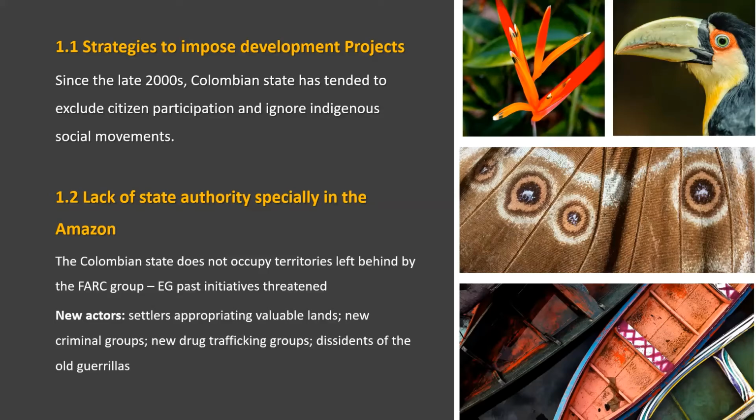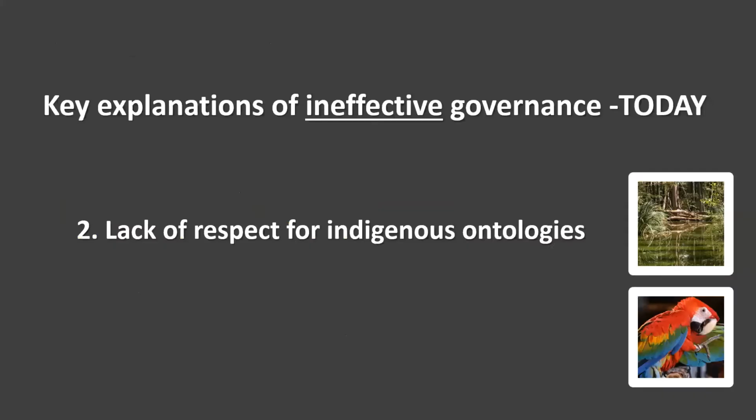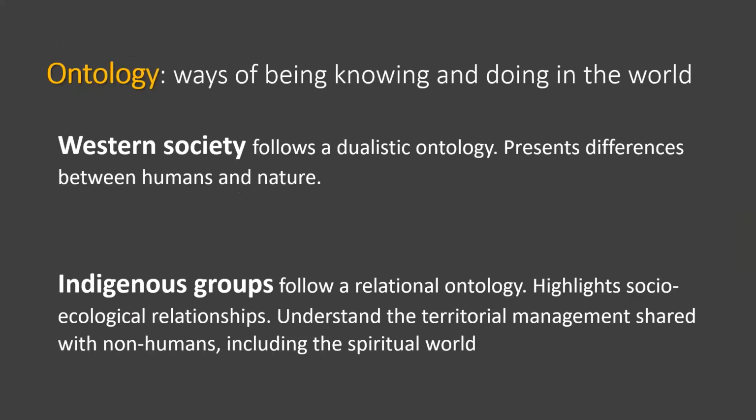A second factor refers to the different ontologies of Western institutions and indigenous peoples in Colombia. While Western society follows a dualistic ontology, which presents differences between humans and nature, indigenous groups follow a relational ontology, which highlights social ecological relationships. The term ontology may seem an obscure abstraction, but it defines how environmental governance processes are understood and implemented in regions such as the Amazon.